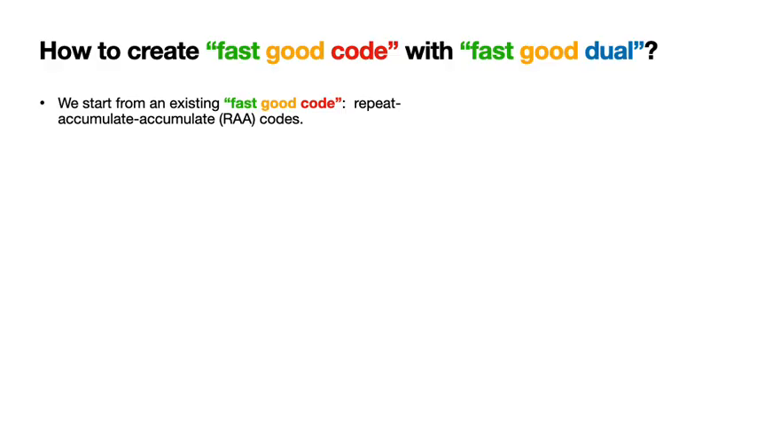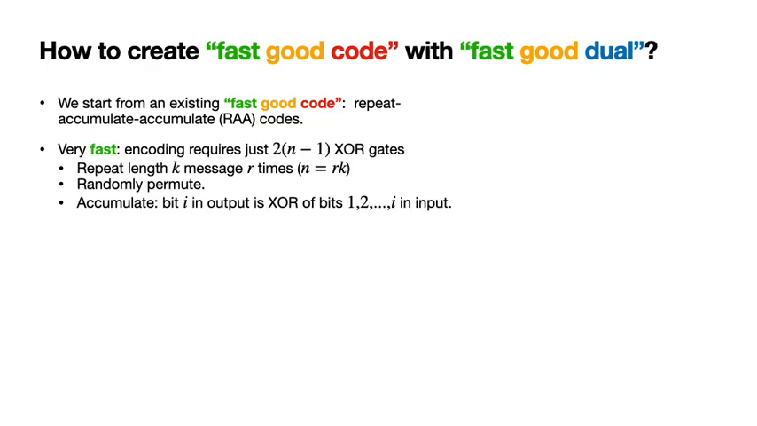We started from an existing fast good code. Remember, this is all for bit strings, so binary. These are the so-called repeat, accumulate codes. Let me explain how these work. These have a very fast encoding time, which we can see from the encoding procedure, just 2 times n minus 1 XOR gates. To start off, you take your message, which let's say is length k, and we repeat it some integer number of times. The integer can be chosen to be whatever you want. It's just there to make a bigger space, which you need for error correction. The bigger the space, the better the distance.